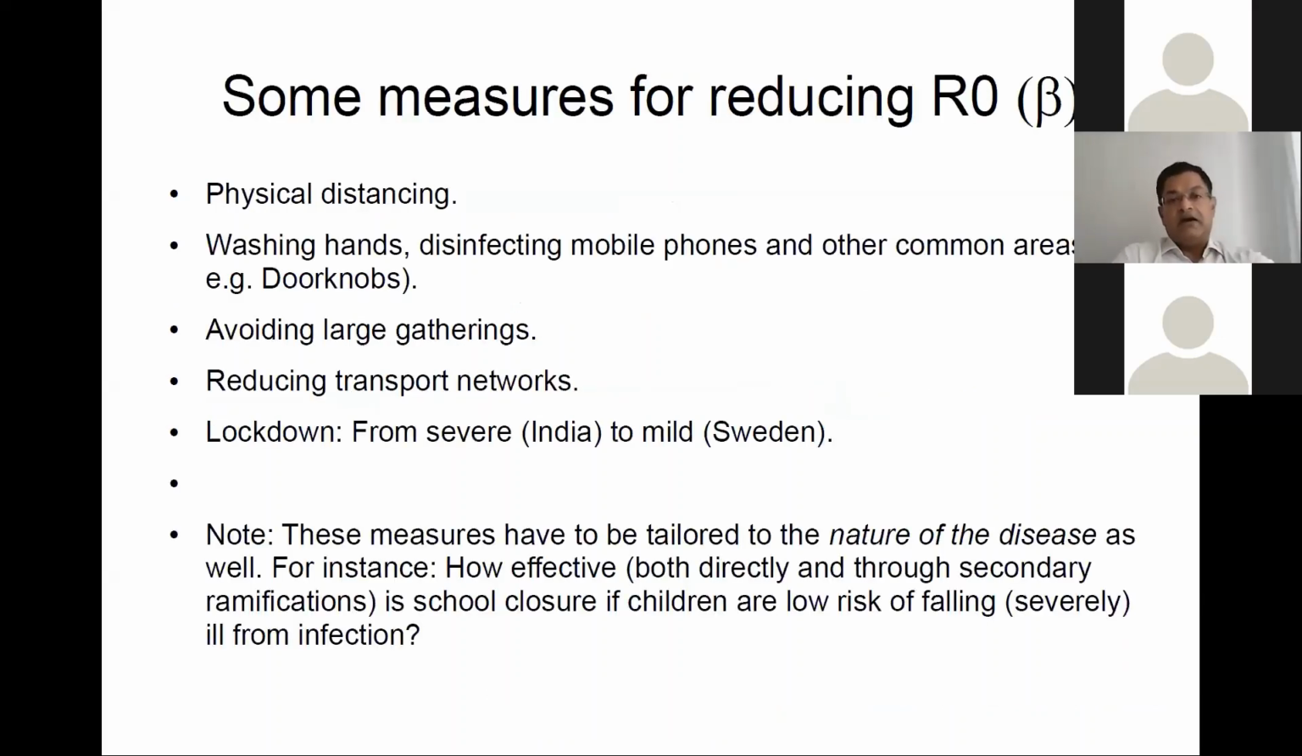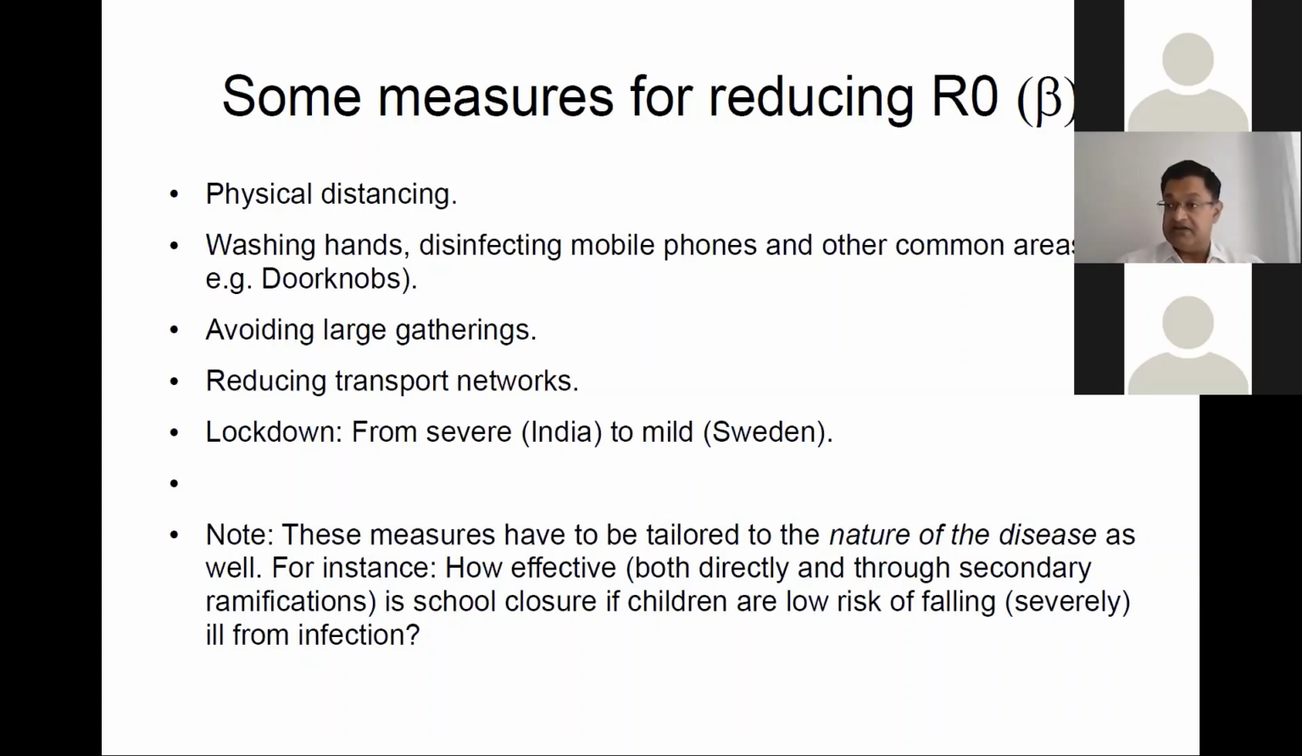So I'm going to rapidly run through some simulations. But before I do, what are some measures of reducing R0? In what way can you actually hope to reduce R0? Well, what you're reducing is not R0. What you're reducing is beta. It's the rate of infectivity. It's the transmission rate that you would try to reduce. And so you can imagine that physical distancing might help reduce transmissivity, and washing hands, because you're slowing down the virus.